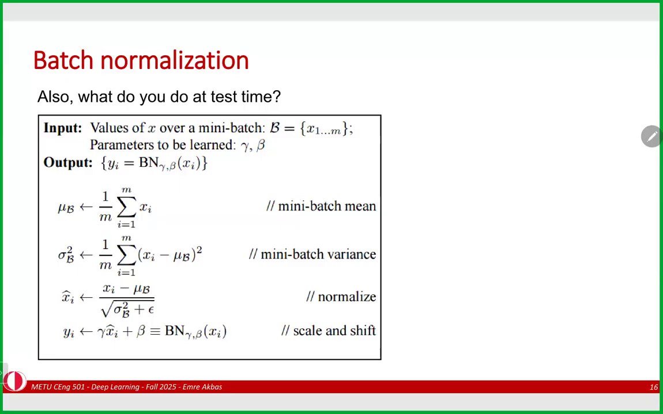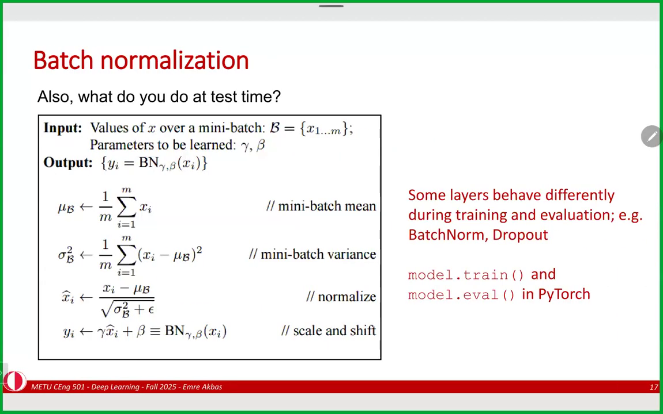But related to your question, what do you do at test time? We have these learnable parameters. They are fixed, right? Because during training, your network estimates the optimal values of these alpha, gamma, and beta parameters. And then once you go to inference, test time, you have to fix them. You don't want to learn them again.